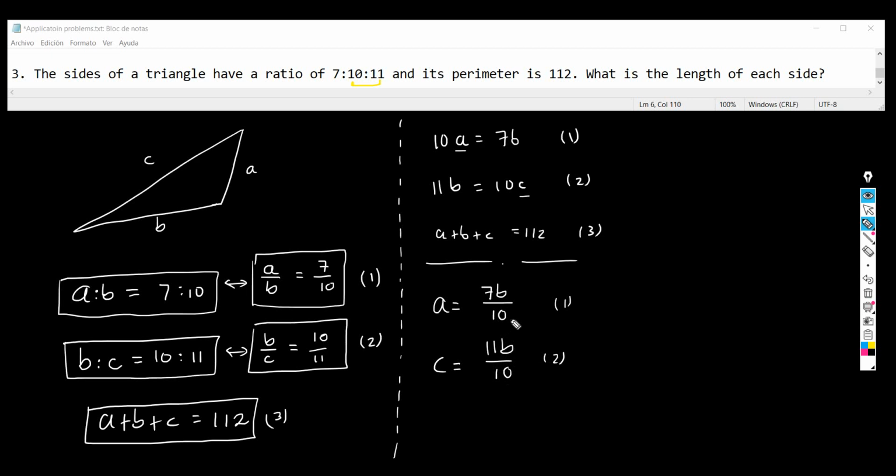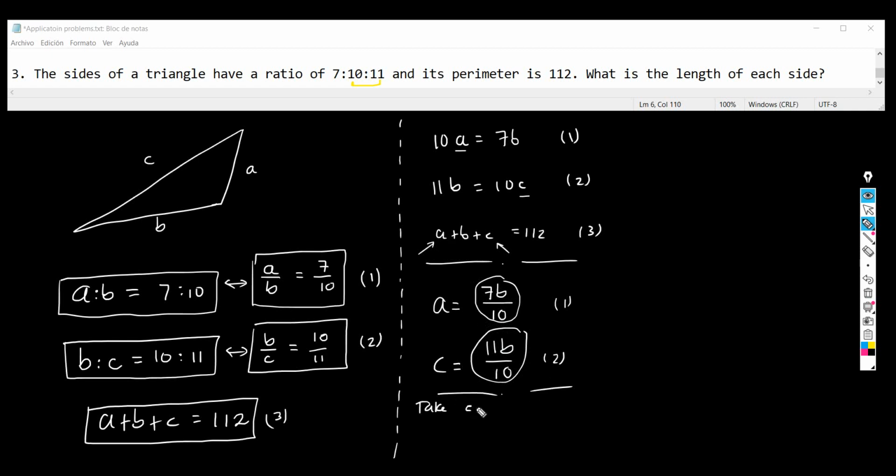And why did I do this? Because now I can take my equation number 3 and put these two values. This is a is equal to this. Can you see? C is equal to this. And I can replace these two things, a and c, in here and in here. I'm going to do that next.